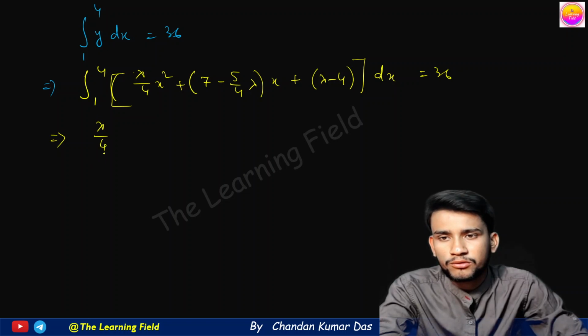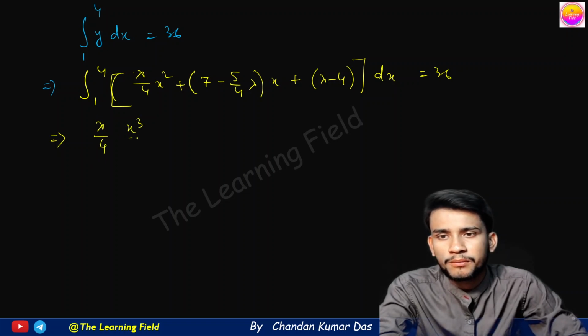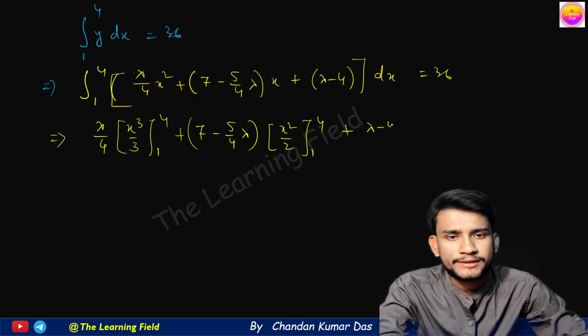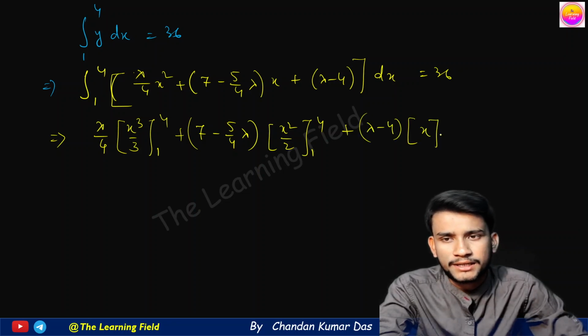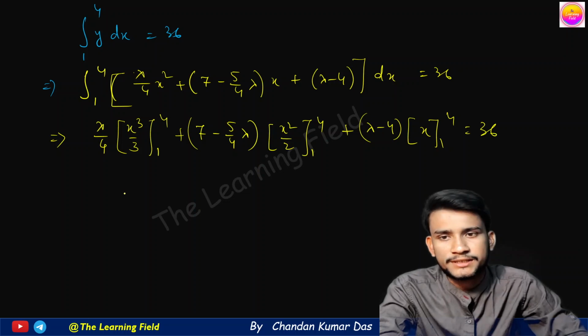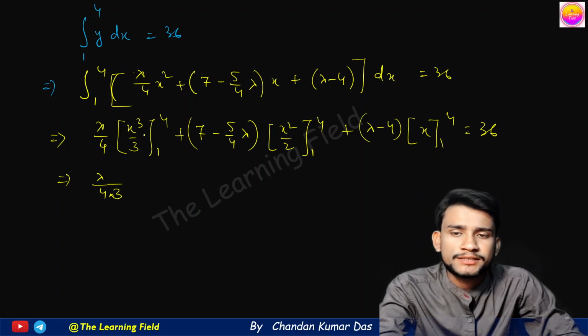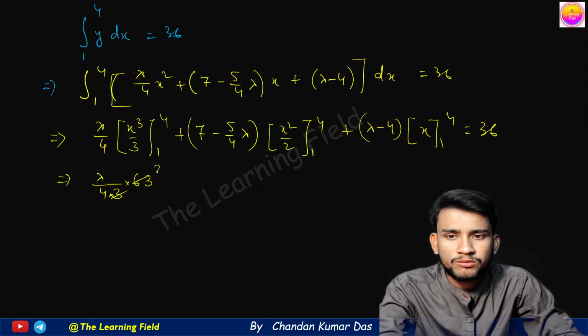So lambda by 4 into x cube by 3, and the limit is 1 to 4, plus 7 minus 5 by 4 lambda into x square by 2, the limit is 1 to 4, plus lambda minus 4 into x, and the limit is 1 to 4, this is equal to 36 clearly. So this is lambda by 4 into 3, and this is 4 into 3, these 3 outside the limit, and this means 64 minus 1, so 63. So 3 21s are 63.